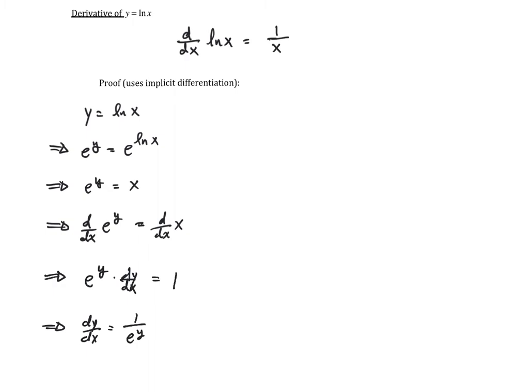But what was e to the y? Remember, y was equal to natural log of x. So we have e to the natural log of x here. And just like before, we could use this cancellation property. So when we apply the cancellation property, we end up with 1 over x. So in the end, we end up with dy/dx is equal to 1 over x. And that proves what we're trying to show.